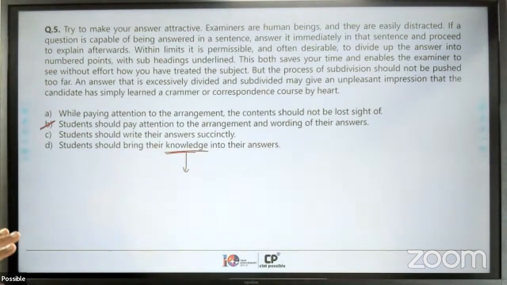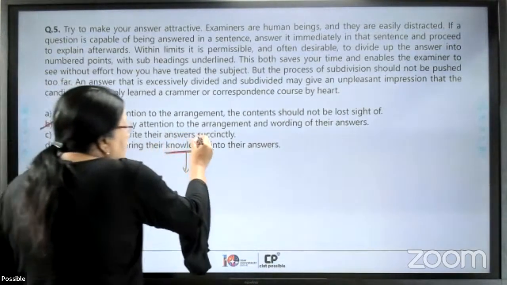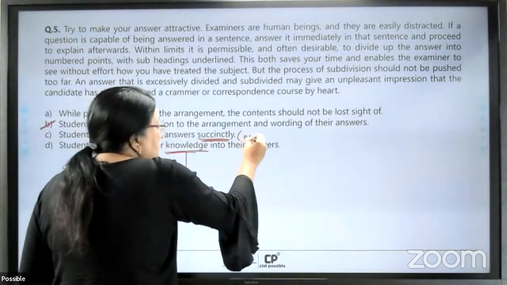And look where that is. Answer it immediately in that sentence and proceed to explain afterwards. Within limits, it's permissible and often desirable. So this is very limited. It's one point.